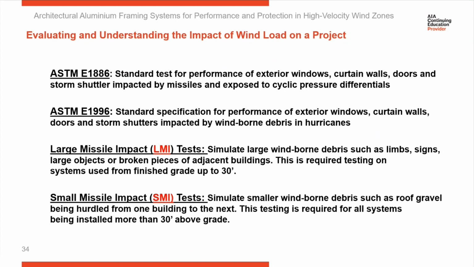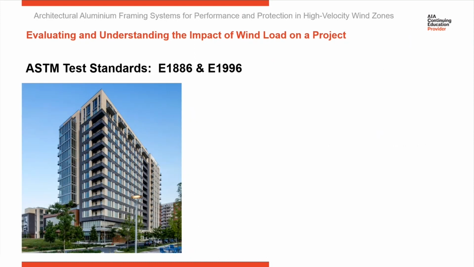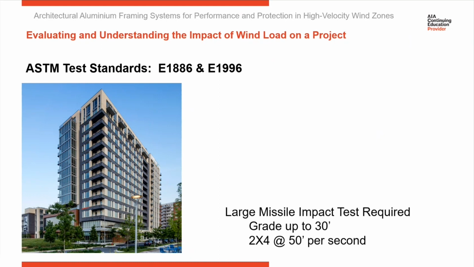So let me give you an illustration of how this is used. ASTM E1886 and E1996 are testing standards that describe large and small missile impact testing. So start with large missile, which is from the grade up to 30 feet. It's a 2x4 fired at 50 feet per second at the material. So all systems that are going to be used from grade up to 30 feet have to have been tested with a large missile impact.